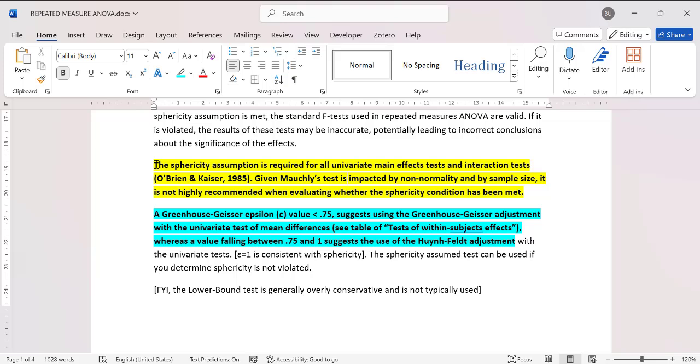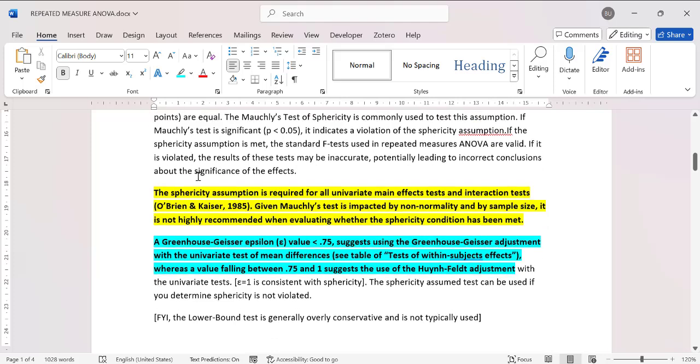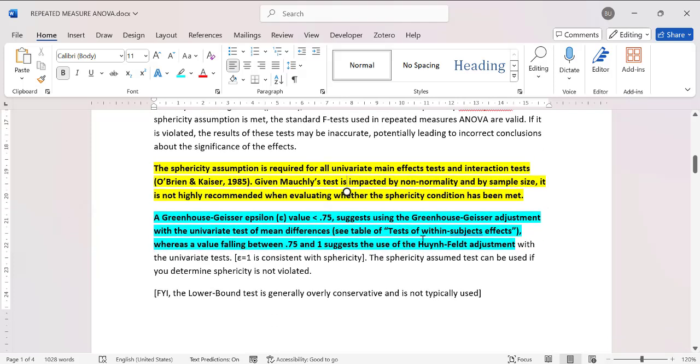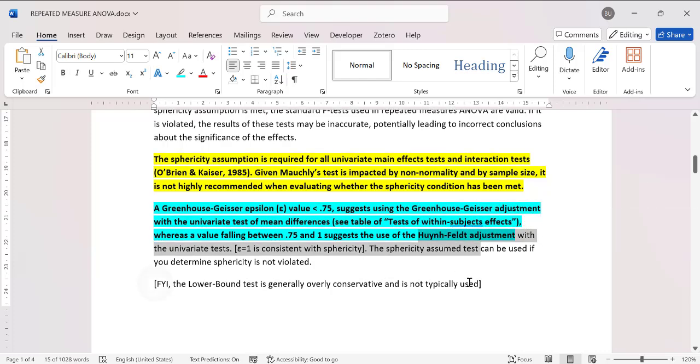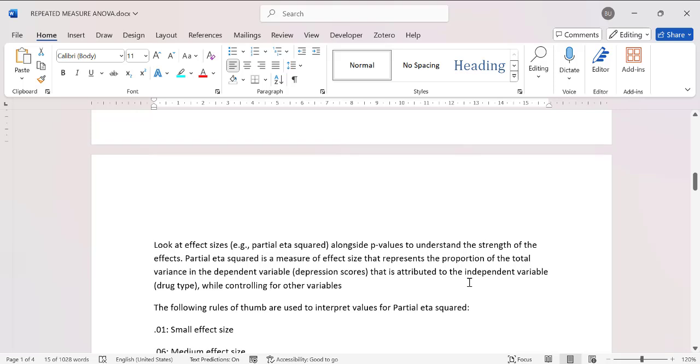But when you are interpreting the univariate test or the within group effects test, then you have to make sure that your sphericity requirements are not violated, or if it is violated, then you utilize the Greenhouse-Geisser adjustment or the Huynh-Feldt adjustment. Okay, so that is that.